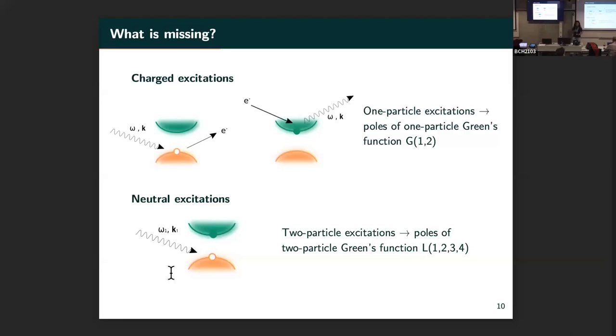And a more exciting approach will be to treat this problem with two-particle Green's functions, where the pole of this, which I will now call L, this polarizability, which is a four-point polarizability, will give you basically the transitions of these neutral excitations.